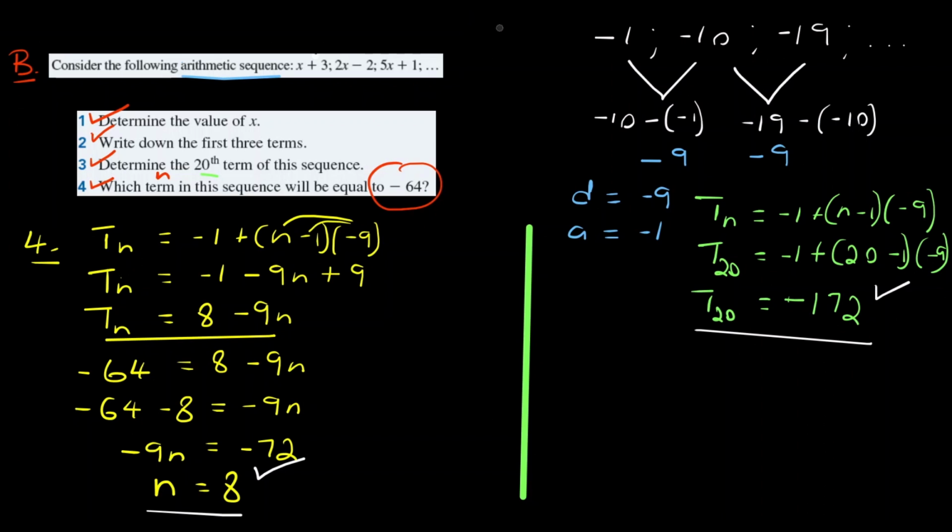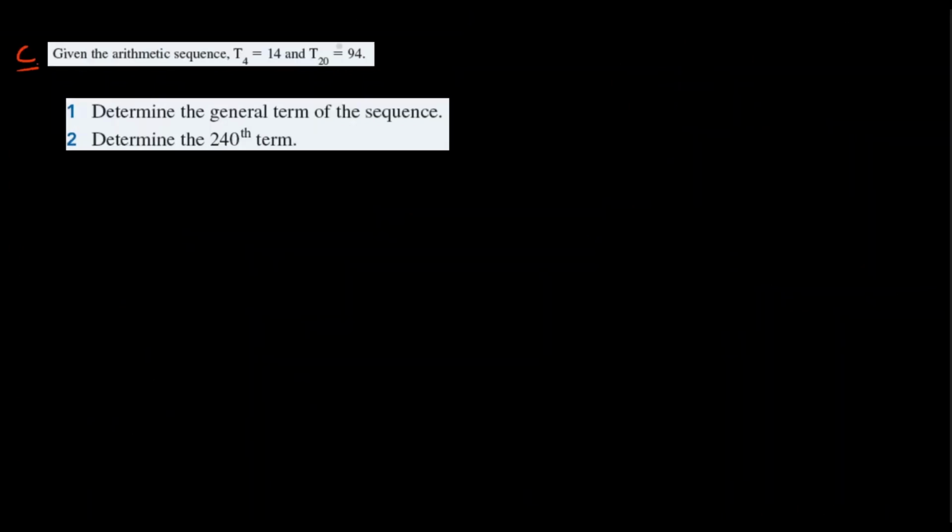And let's go to another question on arithmetic sequences, which involves two topics in maths: arithmetic sequences and also simultaneous equations. So we're given that for the arithmetic sequence, T4, term number 4, is equal to 40, and term number 20 is equal to 94. The first question asks us to determine the general term of the sequence. The second question asks us to determine the 240th term.